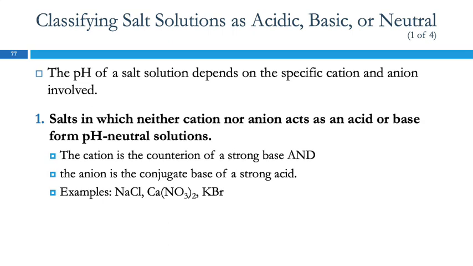So these will be things where the cation is a counterion of a strong base and the anion is the conjugate base of a strong acid. So things like sodium chloride, calcium nitrate, potassium bromide.